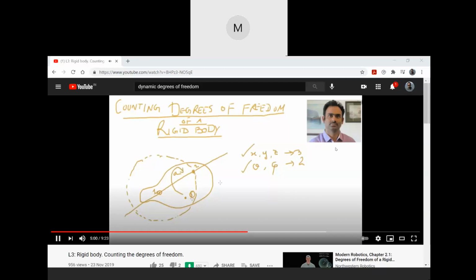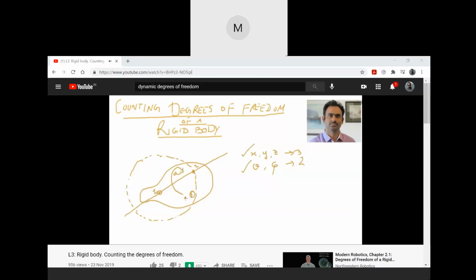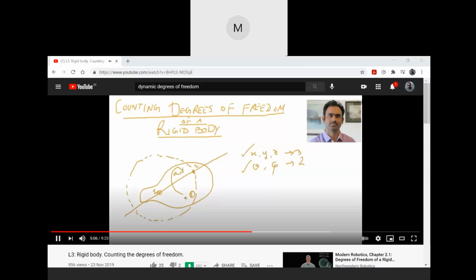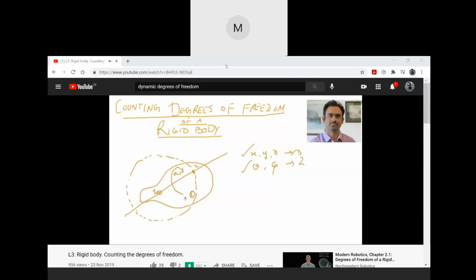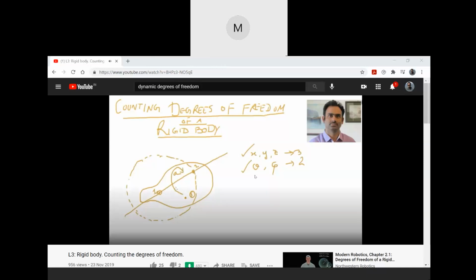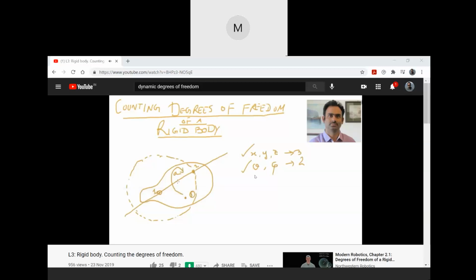So let's fix this one. How many numbers do you need to fix point number 3? Well, you need only 1 number. Why? Because it has a free rotation about the axis, and once you tell the angle which it makes with some reference axis, let's call it theta prime, point number 3 will also be fixed in space.